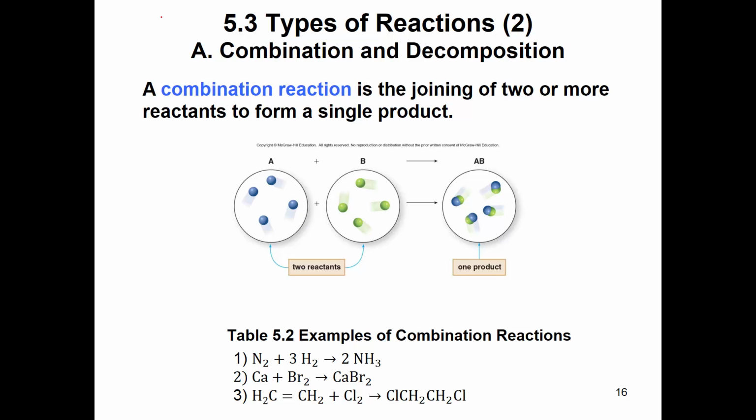A combination reaction is just like the name says. You're going to combine things together. So you join 2 or more reactants to form a single product. And you'll see this a lot of times called A plus B gives you AB. All right, so you have 2 reactants, you add them together, and you form one product that's the combination of the 2. And so examples of this could be the formation of ammonia.